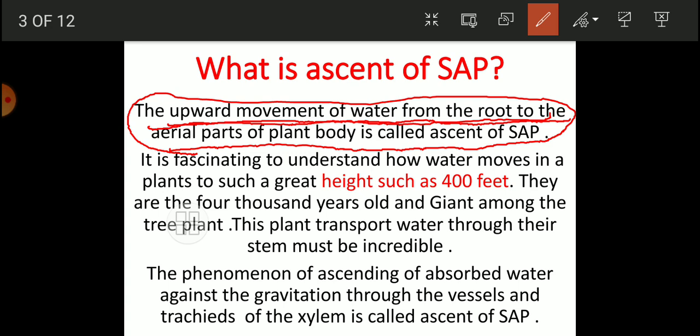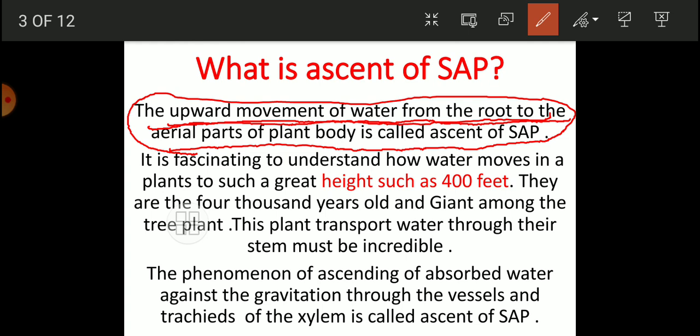Very interesting things are there. It is fascinating to understand how water moves in a plant to such a great height, such as up to 400 feet. Friends, keep in mind, there is a 4,000-year-old giant tree, and the height of that plant is about 115 meters, or 400 feet.